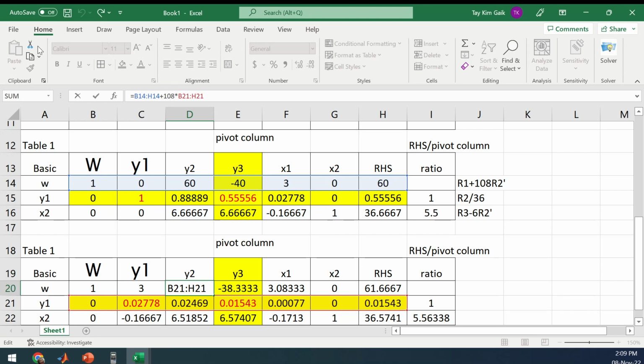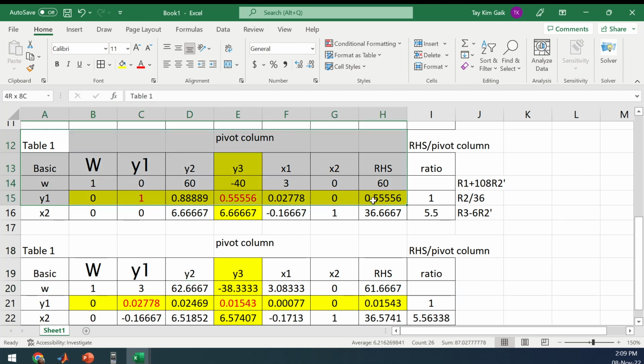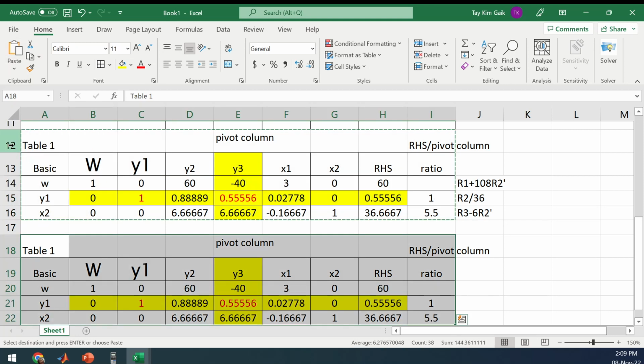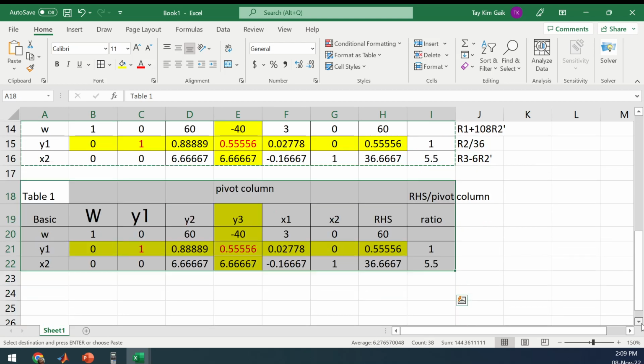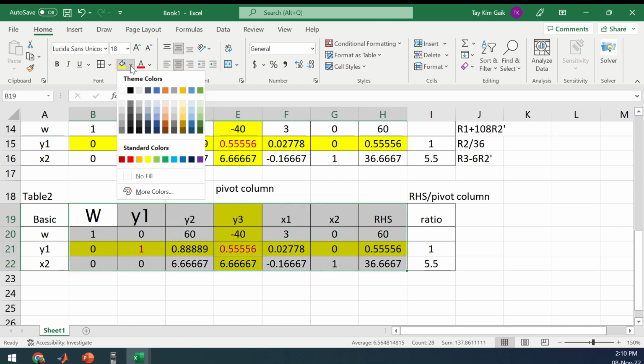Okay, then what you need to do is, when you copy from table 1, paste value, so it only contains values, no formula. Okay, now change to table 2. Okay, so remove that yellow fill color.